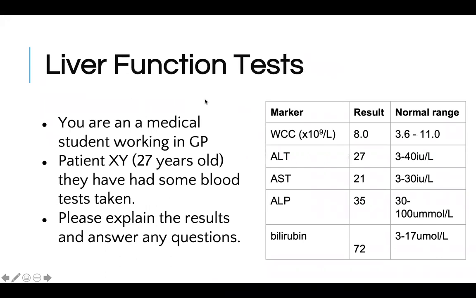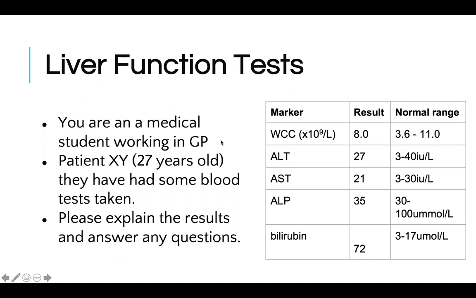So you're a medical student in GP. Patient XY, who's 27 years old, has had some blood taken. You want to explain the results and answer any questions. Let's go through them. White cells are normal. ALT, would you be concerned about ALT? No. AST is also normal. ALP is also normal. This could be a very real example that you may get in an OSCE. And the bilirubin is up. Exactly.